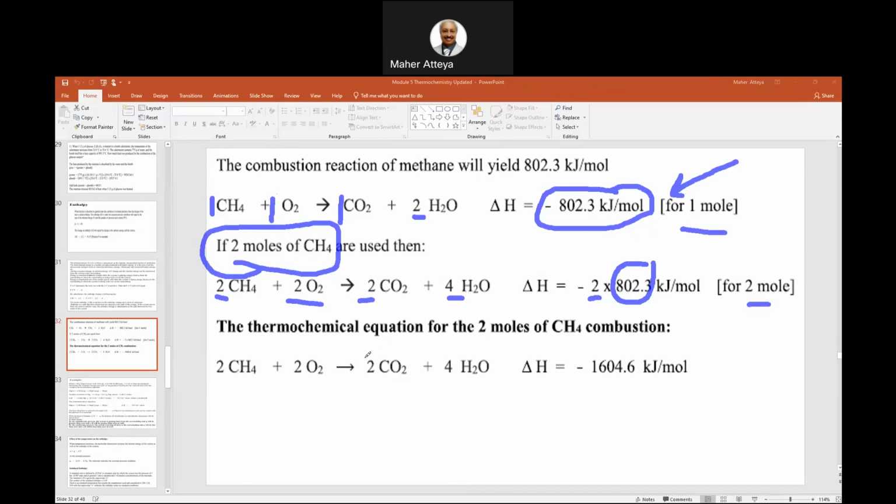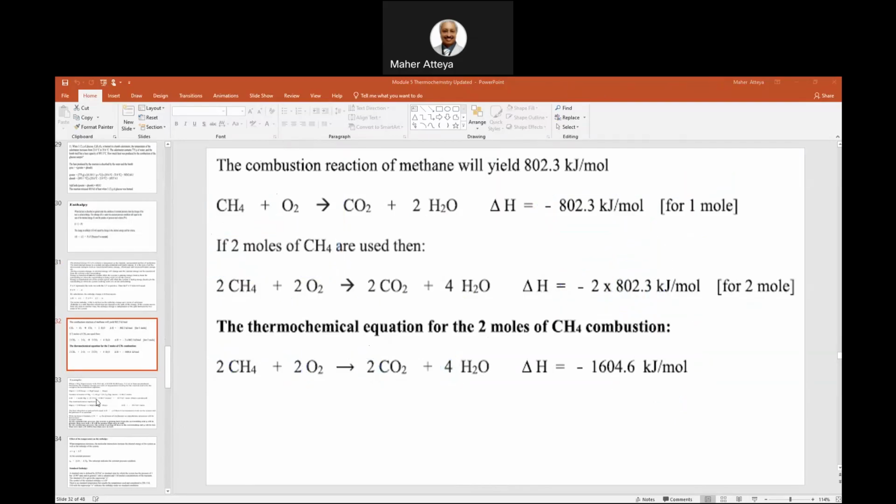Let's look at this. The equation will look different now. Here we have 2, 2, 2, and 4, and the heat is just the multiplication of this. Here is the answer. This is very important to know. The heat will be double. So go further here, guys.